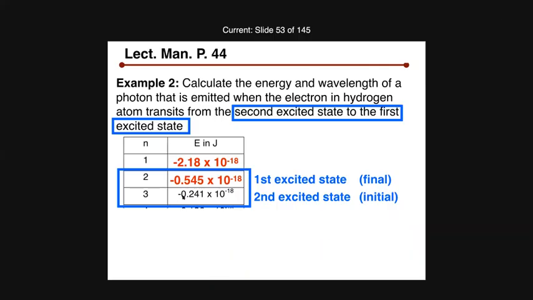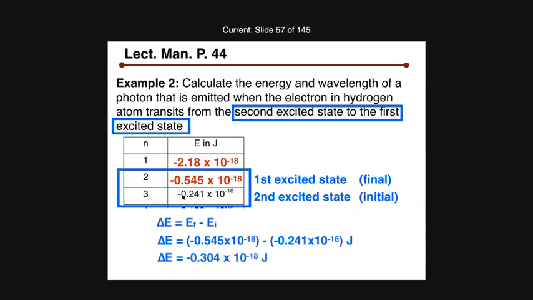Subscript f would be final, subscript i would be initial. I'm going to just plug in the values that are given. The final value is from n equal to 2, the first excited state, and the initial is from n equal to 3, the second excited state. If you subtract this, you get delta E equal to negative 0.304 times 10 to negative 18 joule.